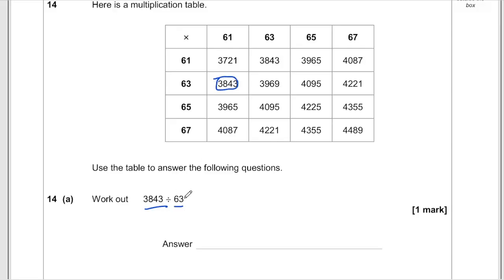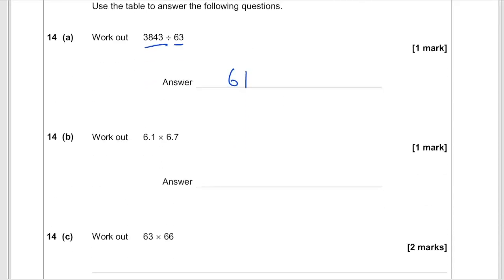What else are they giving me? They give me 63. So what else do I want to find out? 61 is the answer. So it's which two cells times together to make that one. Okay. The next one was 6.1 times 6.7.